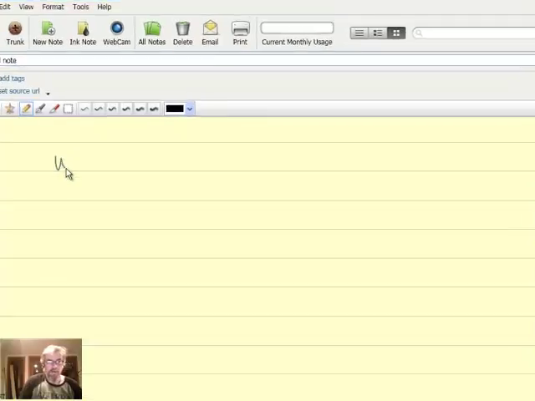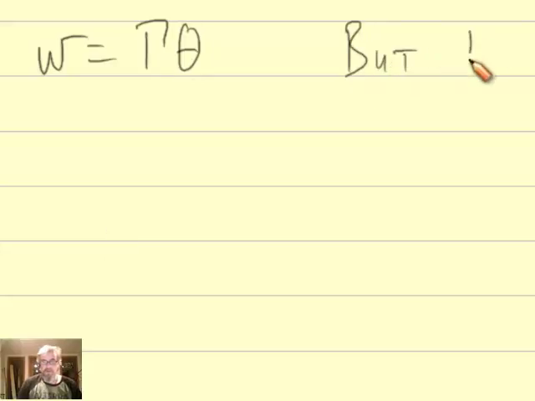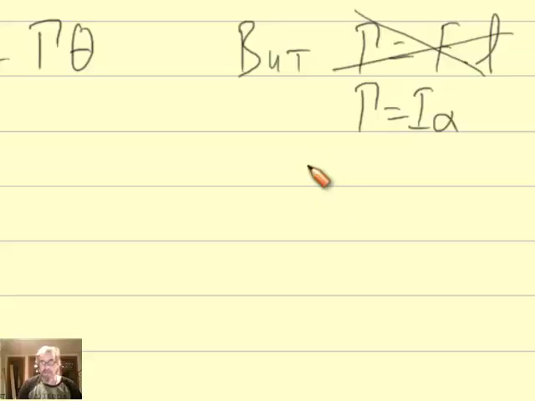Well, to find work here in this rotary system, we're going to have to take torque and multiply by the change in theta. We know two definitions for torque. We know that torque could be F times L. We also know that torque could be defined as I times alpha, the two ways to get torque. Well, we don't know any force here on this wheel, so that's probably not going to be very useful. We're going to have to stick with torque equals I times alpha.